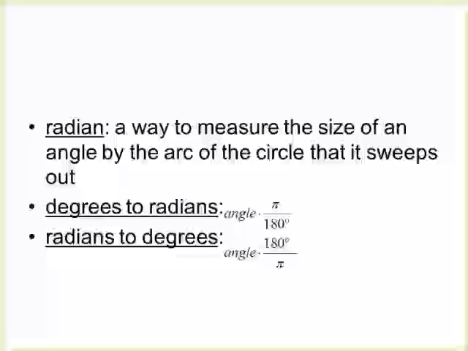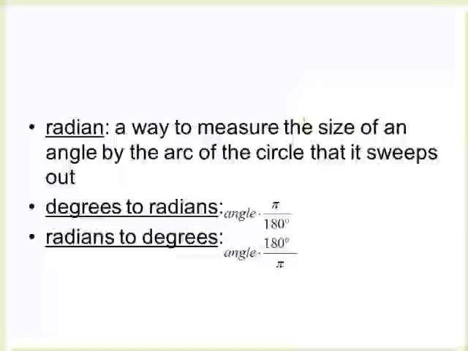Kind of like when I measure the length of something, I have a lot of options. I can do inches, feet, centimeters, meters, miles. Lots of options for length. We have a couple options for angles. A radian is the size of the circle it sweeps out. What does radian sound like?